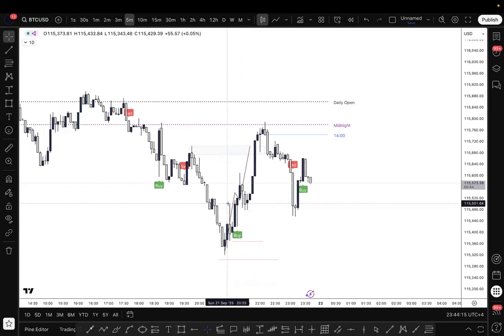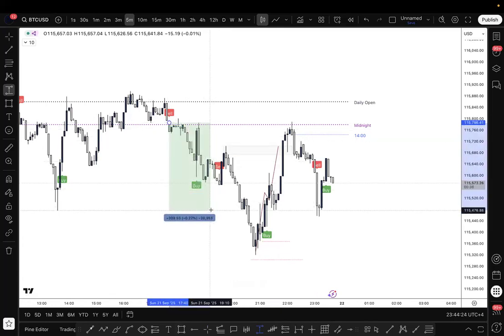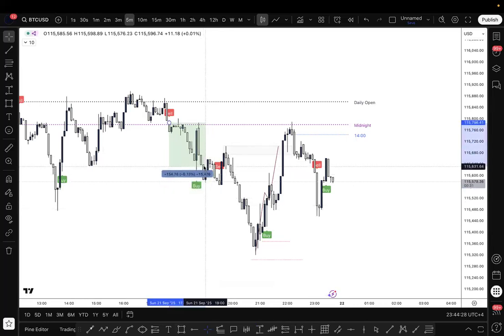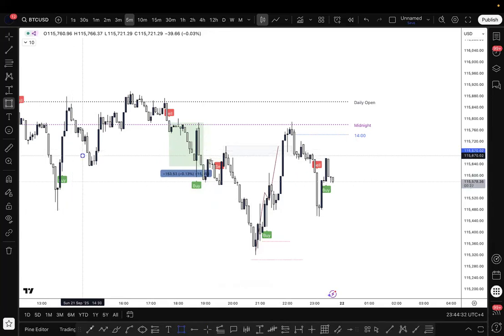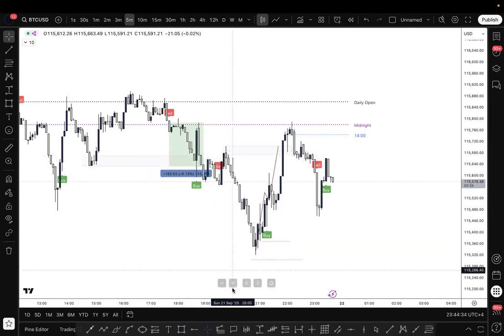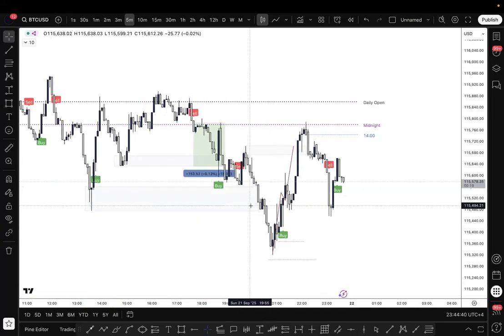If you're selling, for example, this sell here that it gave, your first target should be this low here. Your first take profit should be that low, right? Your second take profit can be the next low. So that is how you look for targets.